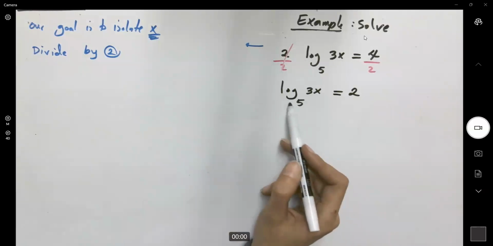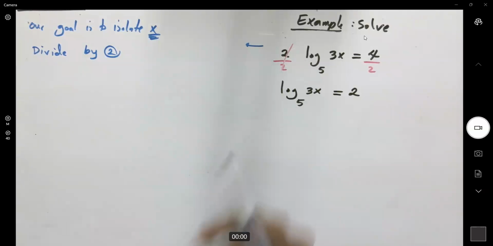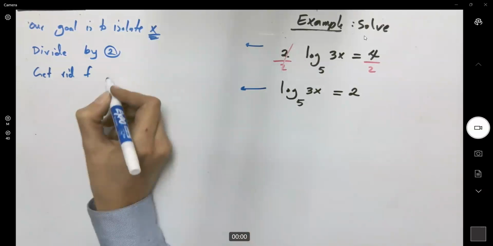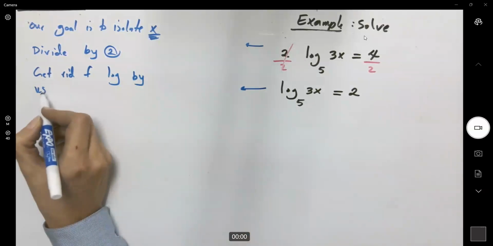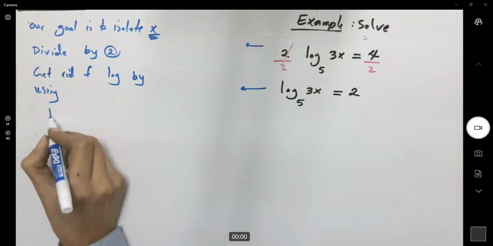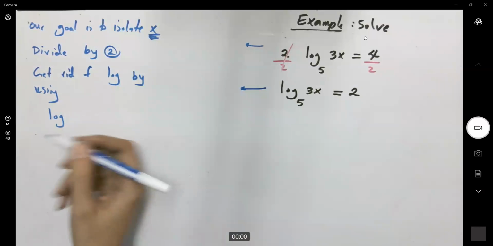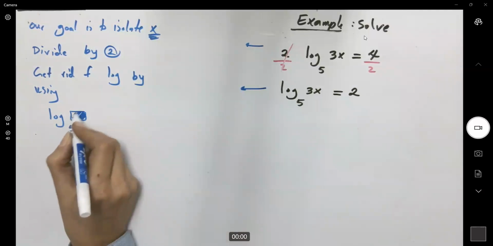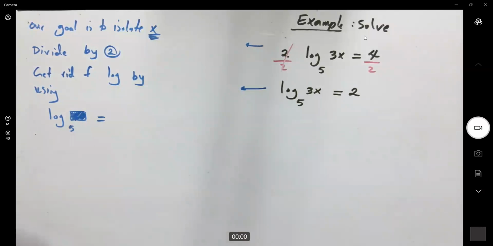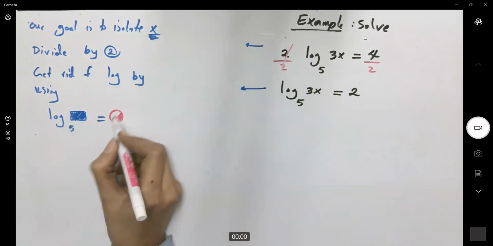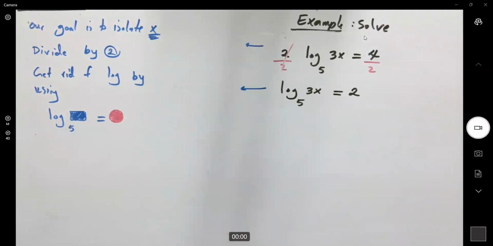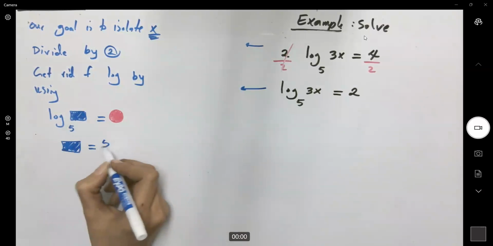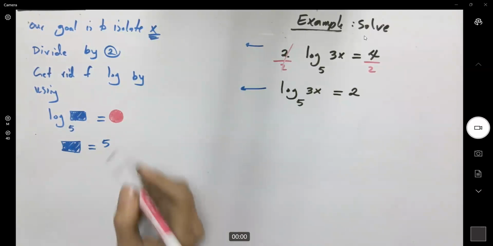Now, how to get rid of log? To get rid of log, we use the log property. If you have log with any base, in this case the base is 5, of your box equals to another quantity, pink, it says, hey, my blue box is equal to 5 to the pink quantity.